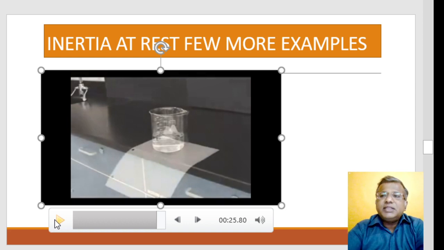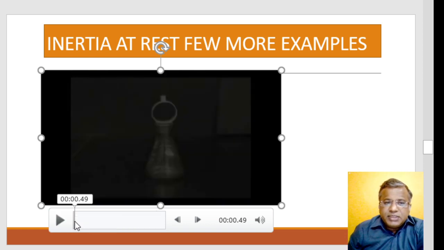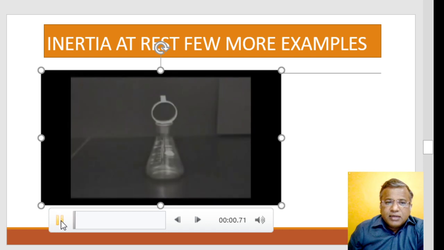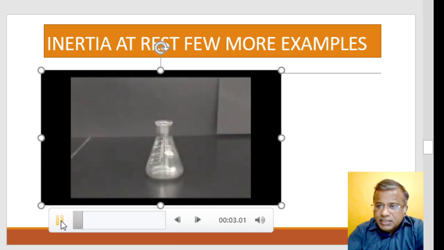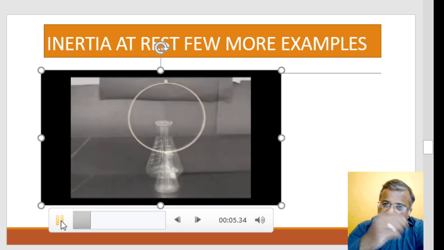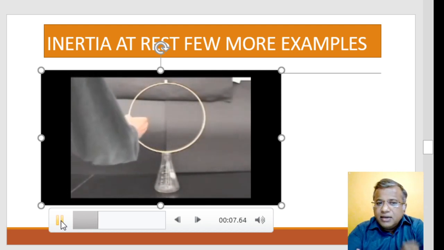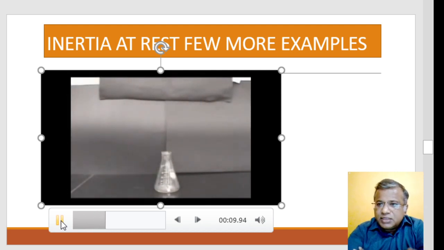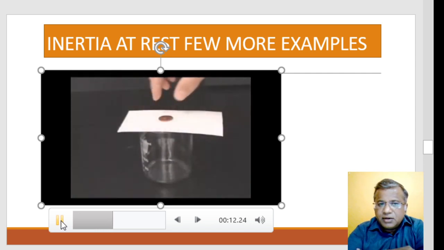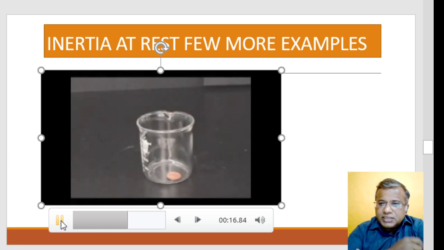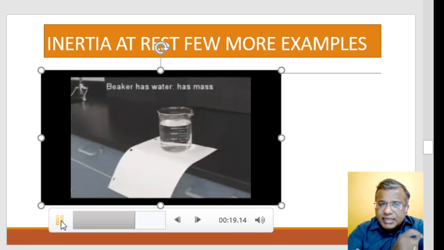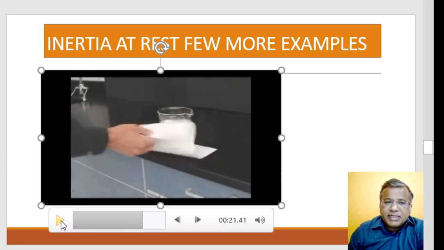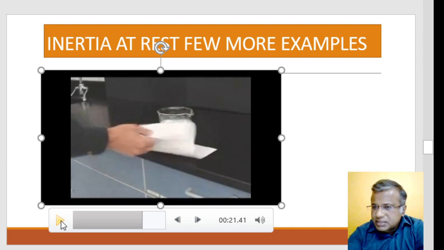Which type of inertia are we talking about? Is it rest or motion? The object here was in a state of rest, and when I removed the ring, it fell down; it maintained its state of rest. Here also the object is at rest, I removed the sphere over that, and it again maintained it. In this example also, the moment I remove the paper, it maintains its state of rest.